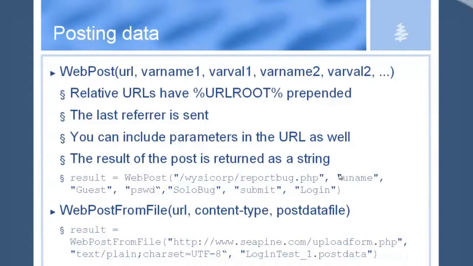There's a second form of web post called web post from file, and this is so that you can post up binary data. So if you've got a website that lets you upload files or images, etc., this is the first version you can use. And again, pretty similar, except it takes a file that's going to have all the content of it.